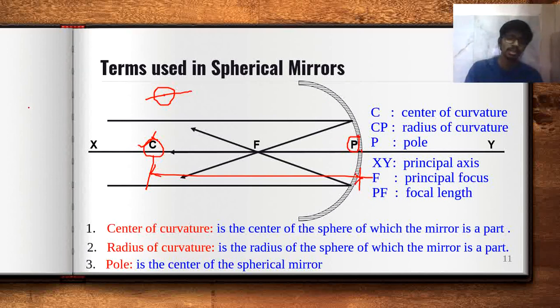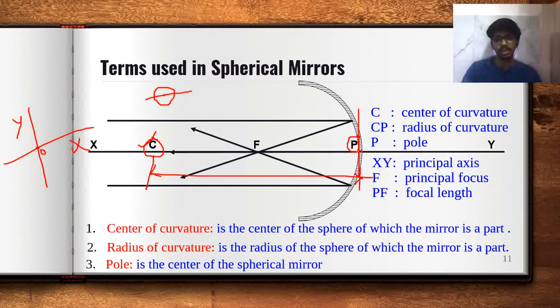One thing to remember: you have to understand the xy graph. This is the x-axis and this is the y-axis. All the analysis of mirrors and lenses will be done similar to the xy graph. That means this is the origin O. So here the origin is P. Whatever the distance, we'll discuss later.